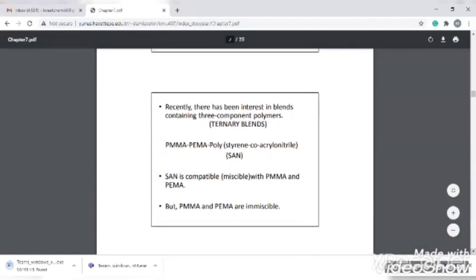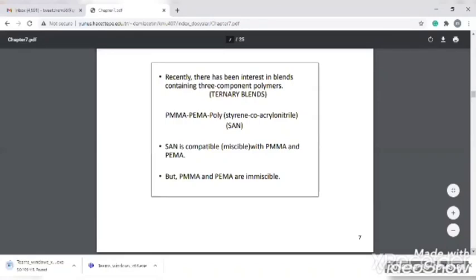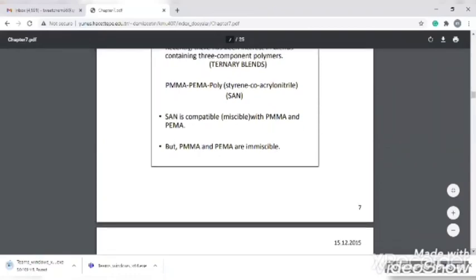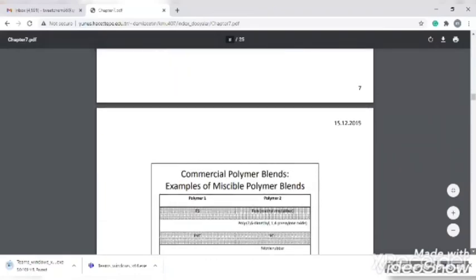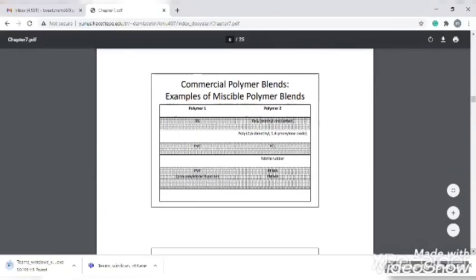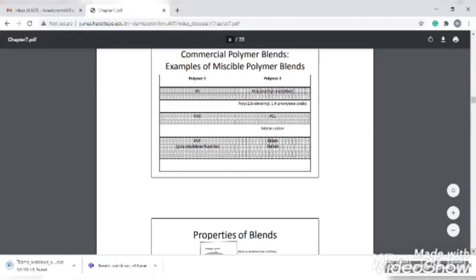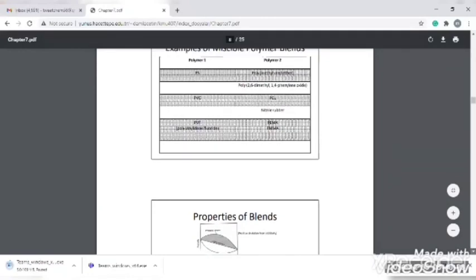Recently, there has been interest in blends containing three-component polymers, which means ternary blends. For example, PMMA, PEMA, and polystyrene-co-acrylonitrile, SAN. SAN is compatible with PMMA and PEMA, but PMMA and PEMA are immiscible. They are not mixed. Examples of commercial miscible polymer blends: polymer 1 PS with polymer 2 polymethyl vinyl ether, similarly PVC and nitrile rubber, PVF2, polyvinylidene fluoride, and PEMA and PMMA.